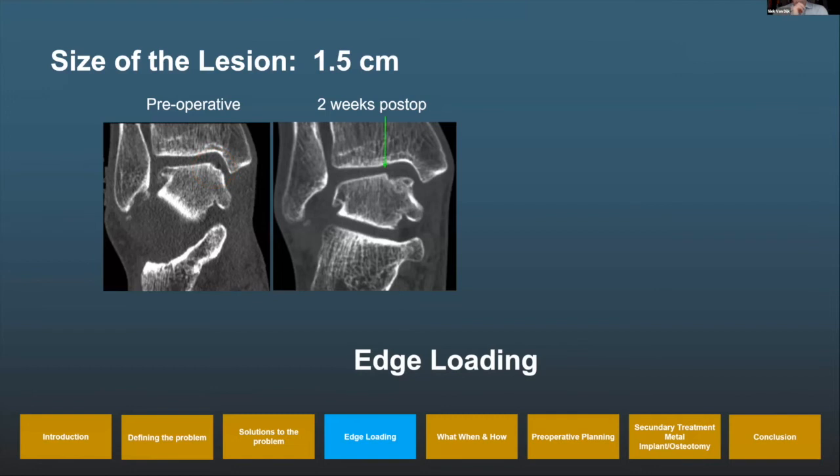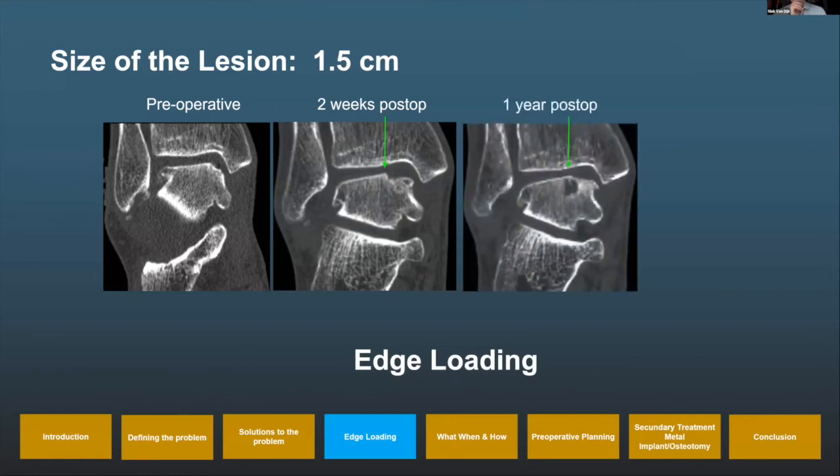And on this lesion, where is the pressure? The pressure is not on the lesion itself, which is filled with fibrocartilage at a certain point in time, but on the edge of the defect, on the healthy cartilage. And when you see the 1 year postoperative CT scan in this patient, you see where the new cyst is. The new cyst is not under the defect that we created, but under the edge of the defect, because that's where the pressure is.